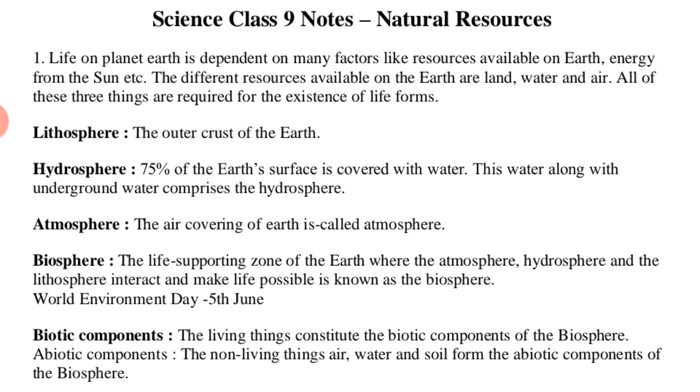Earth's surface is covered with water in the forms of seas, rivers, lakes, ponds, impoundments, reservoirs, dams, etc. Underground water is another component of the hydrosphere. The other one is atmosphere. The air covering of earth is called atmosphere. It is a blanket of air that covers the whole earth. And the life supporting zone of the earth where the atmosphere, hydrosphere and the lithosphere interact and make life possible is known as the biosphere.